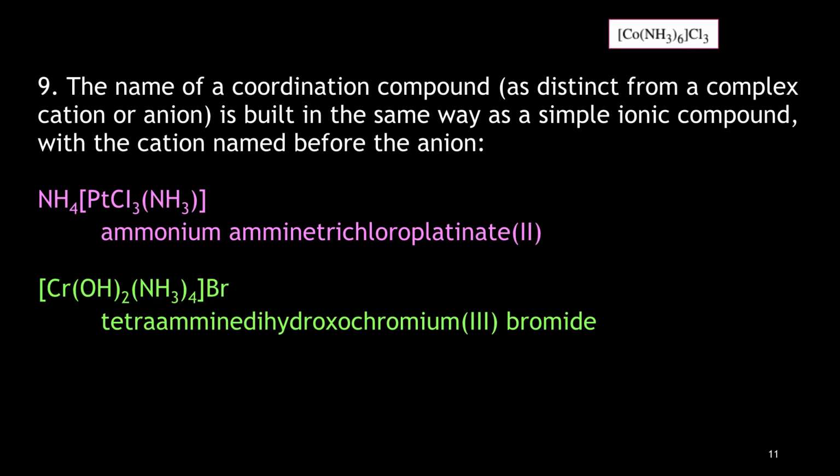The name of the coordination compound, as distinct from a complex cation or anion, is built in the same way as a simple ionic compound, with the cation named before the anion. For example, the two complexes shown are ammine trichloroplatinate(II) and tetraamine dihydroxychromium(III) bromide.